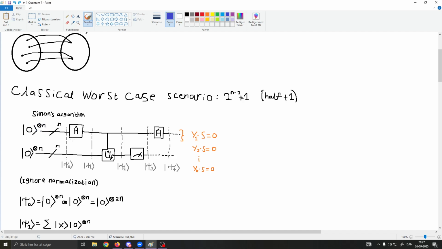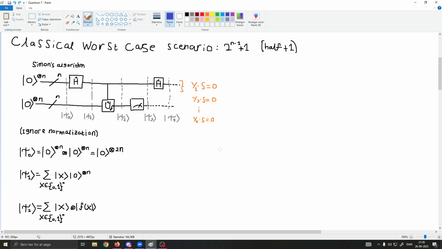Now, the stages are that for the first register, we apply Hadamard. We then use our function on the second register and then measure the second register to collapse the system, after which we Hadamard the first register and get a set of linear equations, but I'm going to come back to why this is later. So far, let's just look at what actually happens step by step during the algorithm.